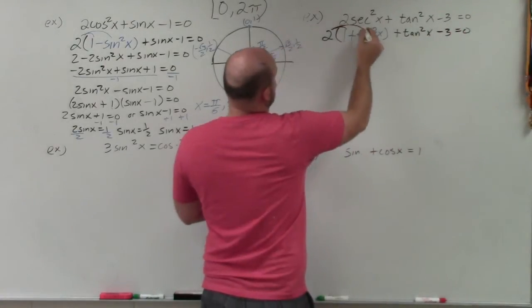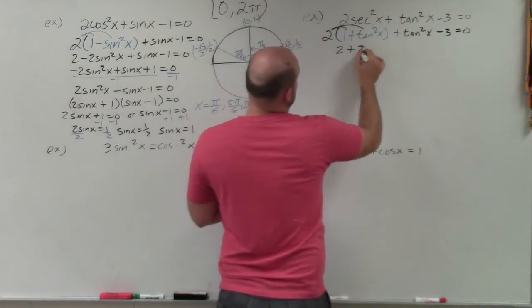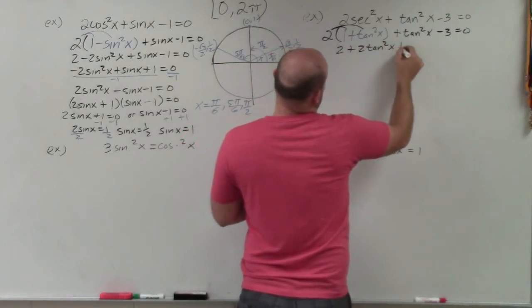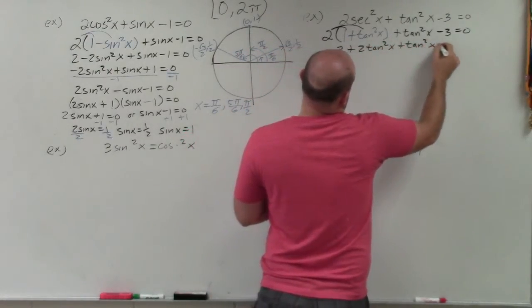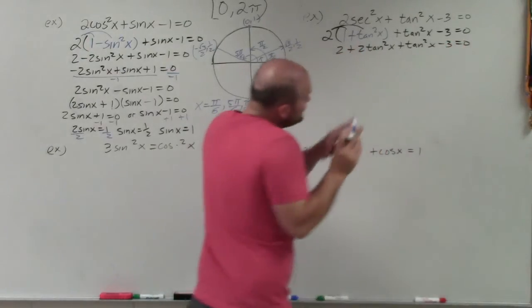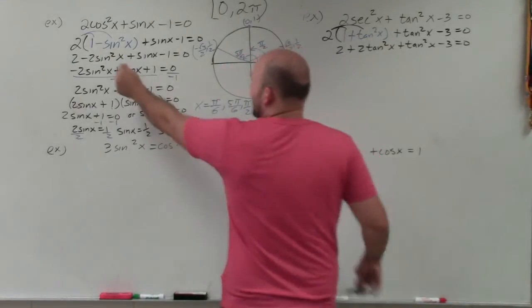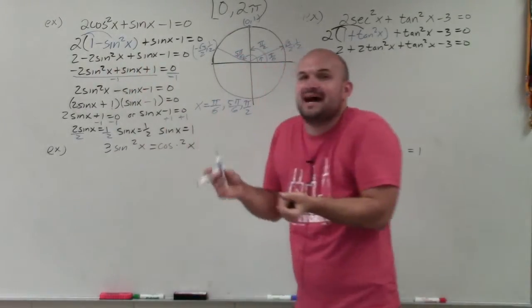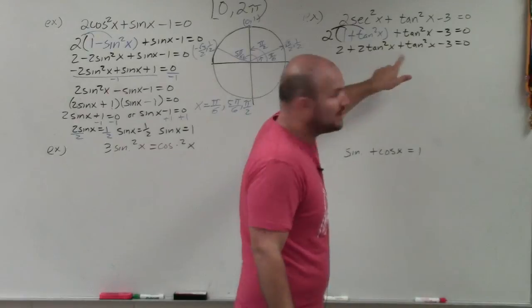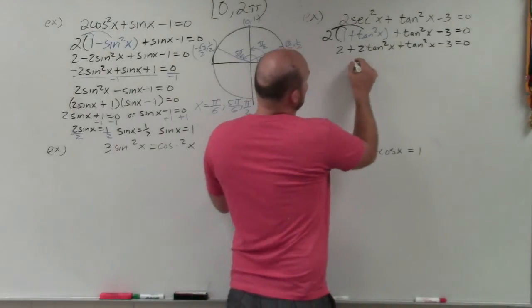Then I apply my distributive property, and I'm left with 2 plus 2 tangent squared of x plus tangent squared of x minus 3 equals 0. Now in this case, you have a tangent squared and a tangent squared, so I can combine them. Over here, I had a sine squared and a sine. I couldn't combine them. That's why I had to factor. This one, we don't have to factor, at least not yet. I just need to combine them.